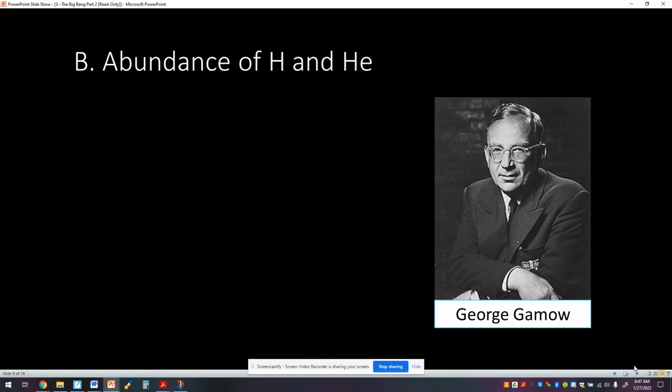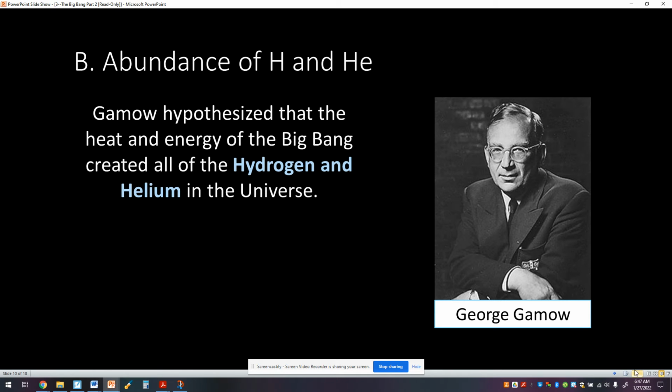All right, so we're moving on to filling in more of letter B, which was abundance of hydrogen and helium, and we said that these are the most abundant elements on Earth. They're also, again, the first two on the periodic table. So George Gamow hypothesized that the heat and energy of the Big Bang created all the hydrogen and helium in the universe. So basically, all of the hydrogen and helium that has been around forever was created at one single moment in time.